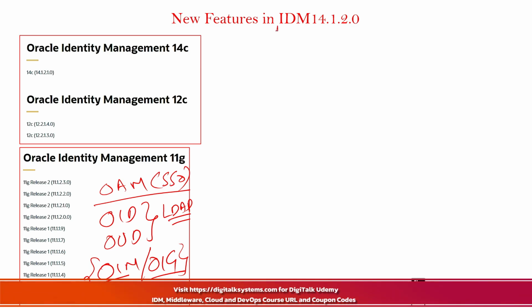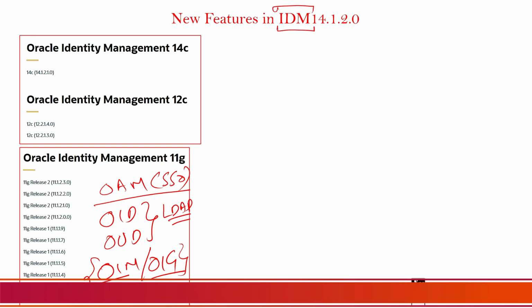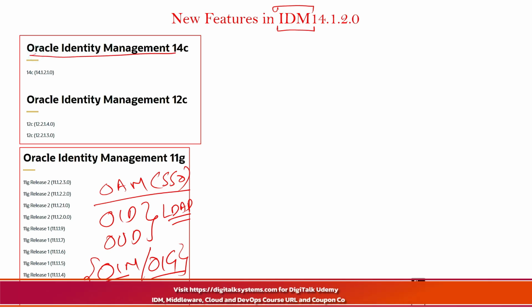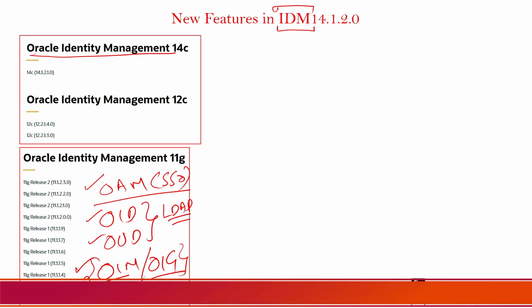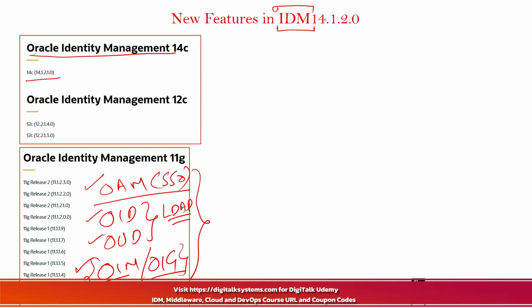So that means when we say IDM, Oracle Identity Management, we are talking about multiple products, as I said: OAM for single sign-on, OID and OUD for the LDAP, and OIM, which is now OIG, for the provisioning and reconciliation of the user IDs between multiple source and target systems. So for each and every stack, now we have the current version release, which is 14.120.